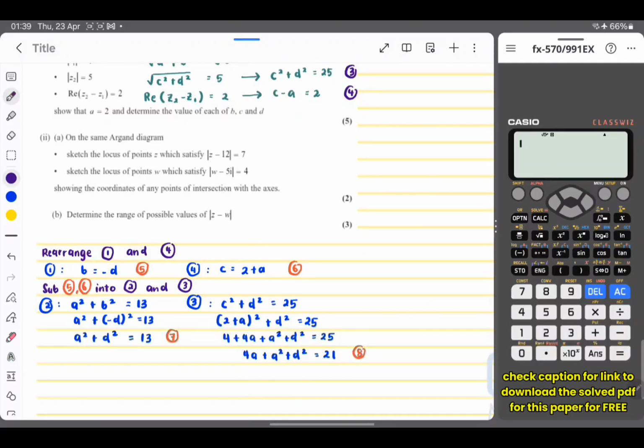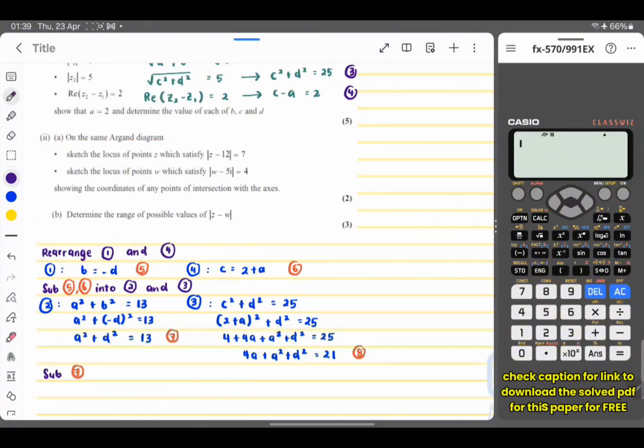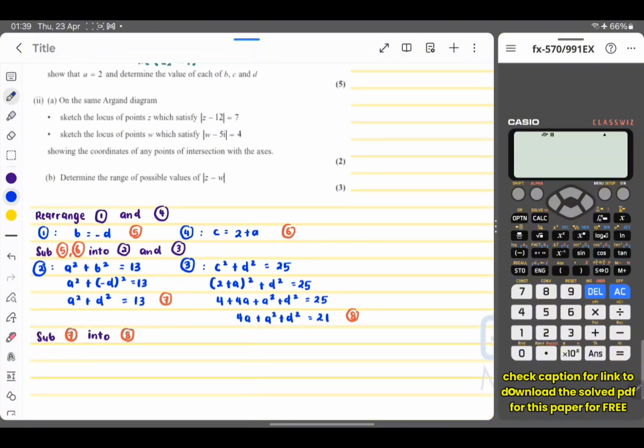So what I would like to do now is substitute 7 into 8. So what I will have is 4A plus, A square plus D square is the whole thing here, so plus 13 equals 21. 4A is equal to 21 minus 13. That is 8. Therefore, A is equal to 2.